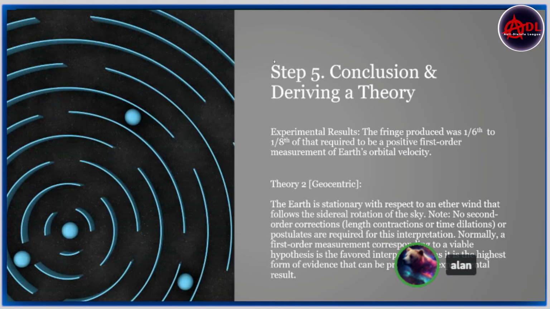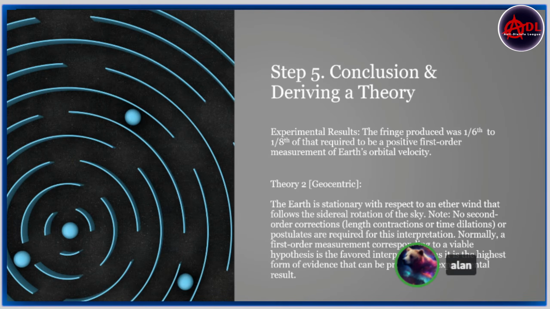On the geocentric interpretational side, we could start with the same exact observation. The fringe was 1/6 to 1/8 of that required to produce a positive first order measurement of Earth's orbital velocity. So for theory 2, geocentrism, we could go with a stationary Earth with respect to an ether wind that follows the sidereal rotation of the sky. No second order corrections, i.e., length contraction or time dilation, or postulates are required for this interpretation.